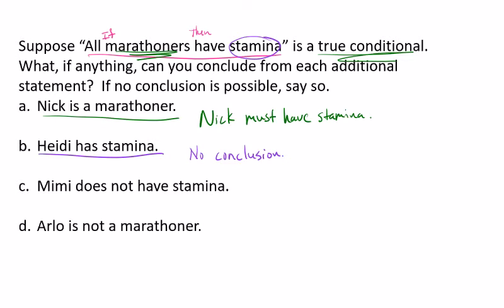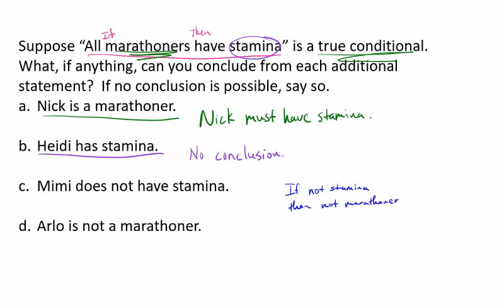All right, part C, Mimi does not have stamina. So let's investigate this for a second. So Mimi does not have stamina. So now we're saying, okay, well, we just negated the conclusion. And so remember that the contrapositive of a conditional statement has the same truth value as the original, right? And the contrapositive of this one would say if someone did not have stamina, right? I'm just going to shorthand this. If not stamina, then not marathoner, right? Then you couldn't be a marathoner.